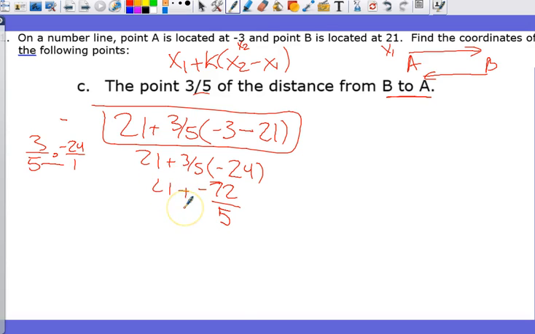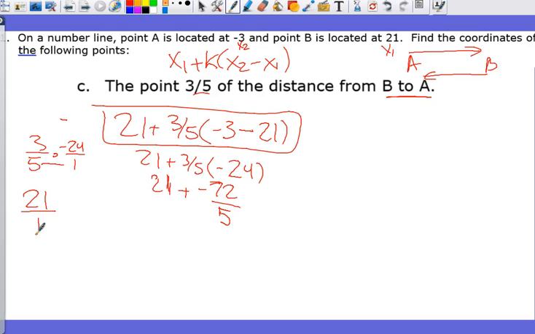21 plus -72 over 5. The problem is you can't add these together unless they have the same what? Starts with a D. Ooh, you guys are good. Denominator. So when you have 21, it has to have the same denominator as this. So this has to have a 5 on the bottom.